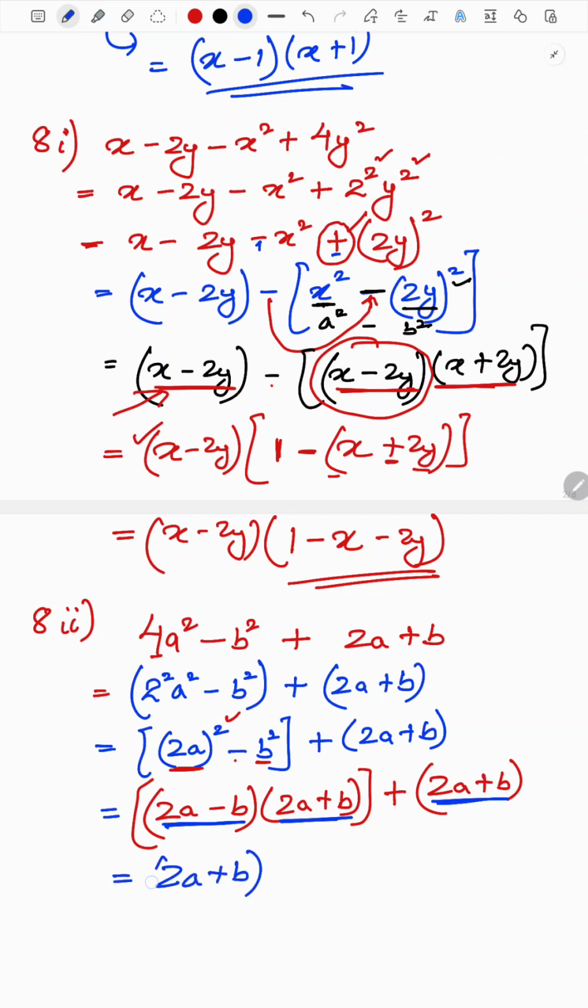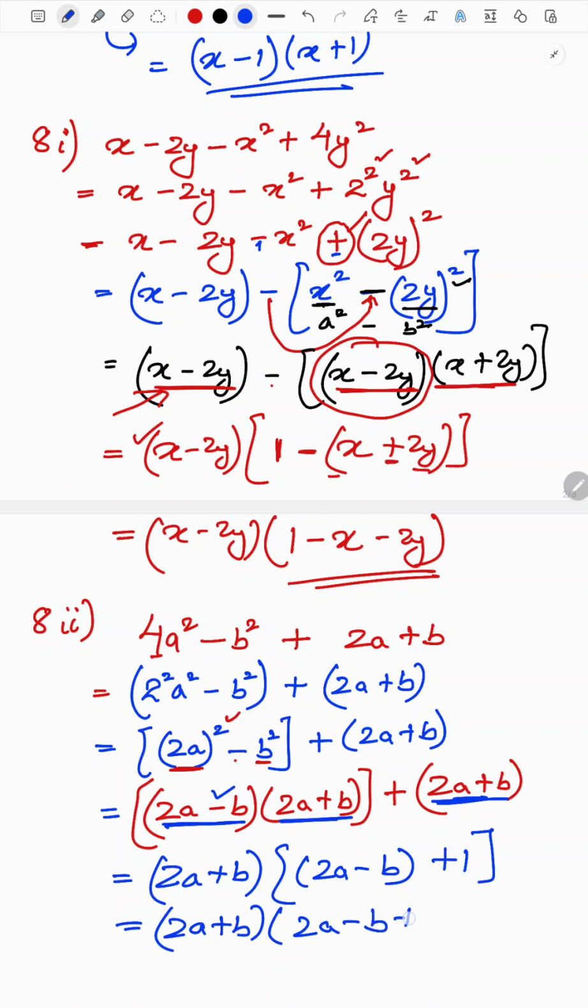So 2a plus b taken out, what remains inside is this one, that is 2a minus b. After taking it out, here the common number left is plus 1. Now let's remove the bracket. So we'll have 2a plus b, and here 2a minus b plus 1. So this is the solution for question number 8(2).